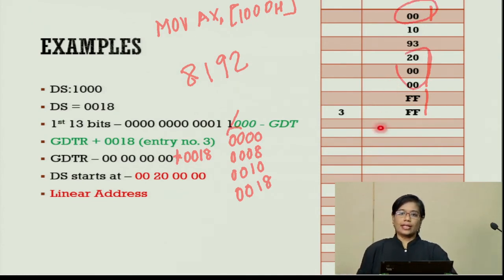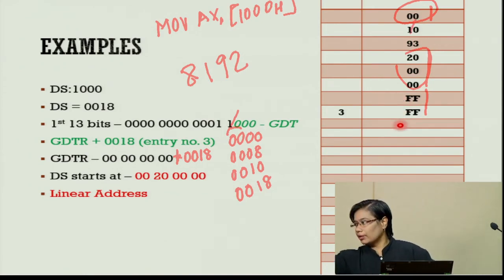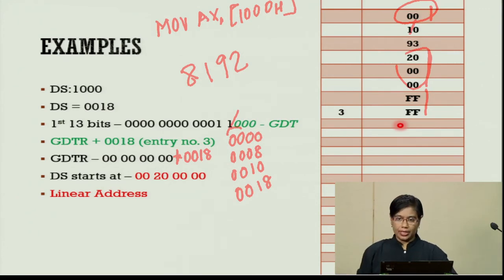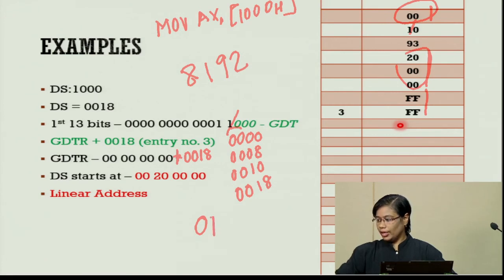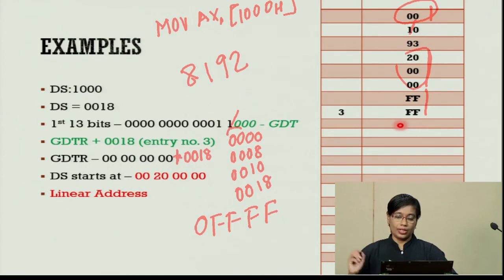Now you can get the size of the segment from these 2 bytes plus the lower nibble here. So the size of this segment, if you look at it based on the data, is going to be 0FFFF. So this is going to be the size of the segment. So this means it is going to be a 64K segment. Always the limit byte will give the size minus 1. So size minus 1 here will translate to a 64K segment.